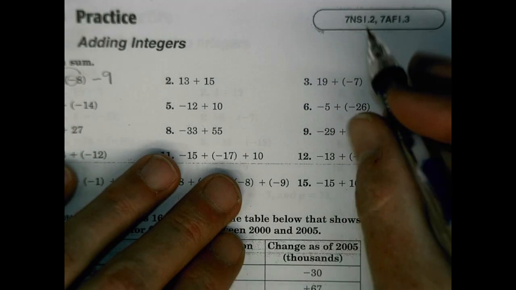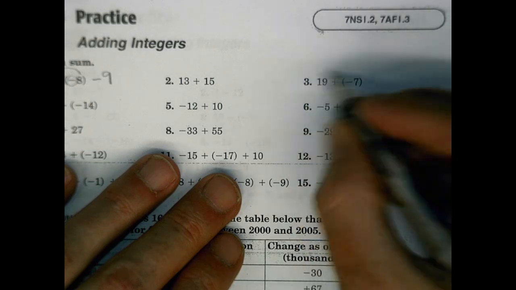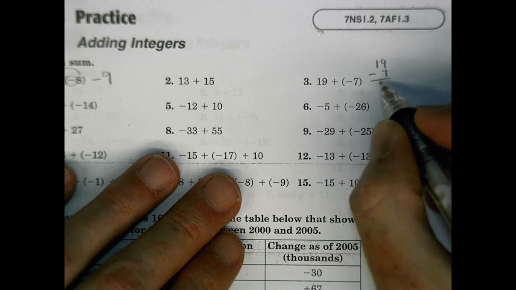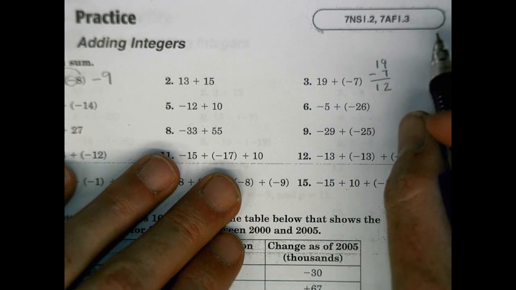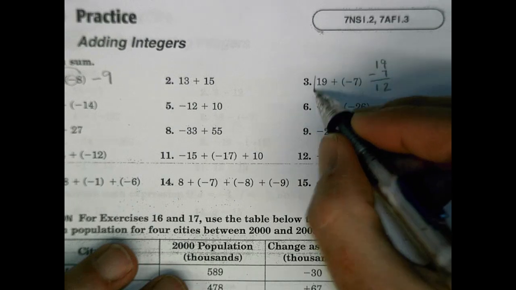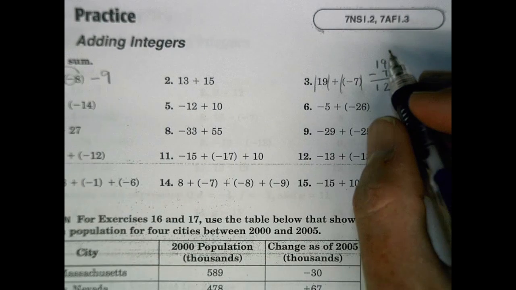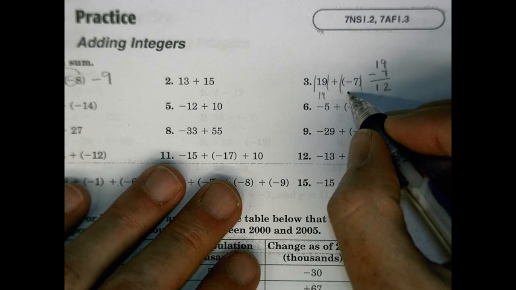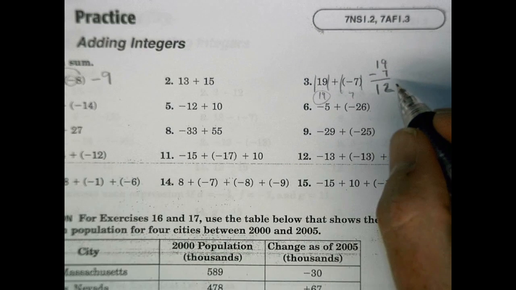For number 3, we have a 19 and a -7. In this case, the signs are different, so we're going to find the difference. 19 minus 7 is 12. And we're going to keep the sign of the greater absolute value. If I think about the absolute value of 19 and -7, 19 is 19, the absolute value of -7 is 7, so we keep it as a positive number, so we keep 12 as simply 12.